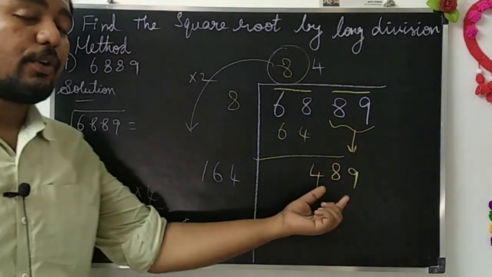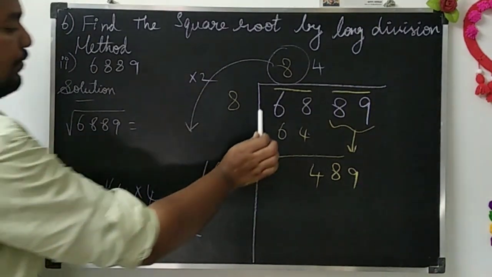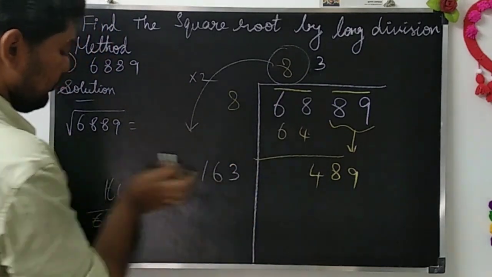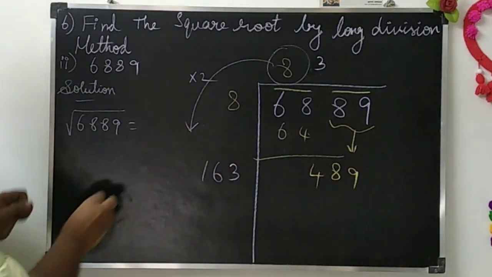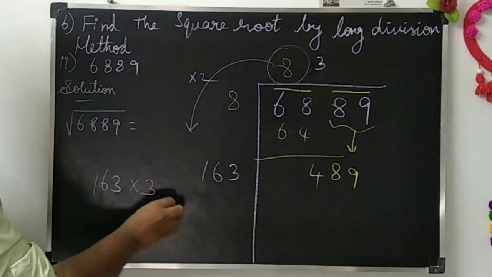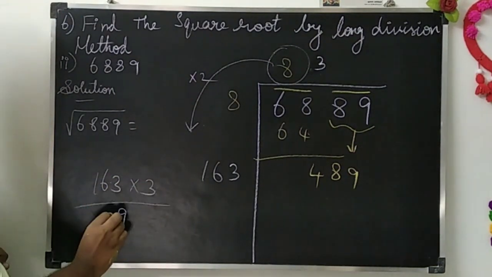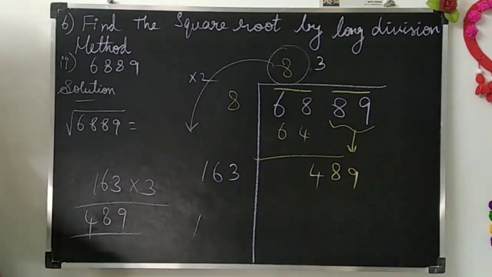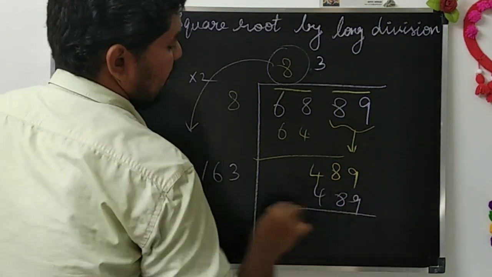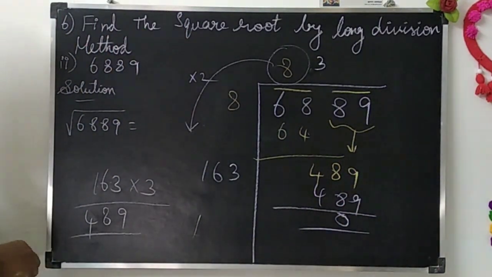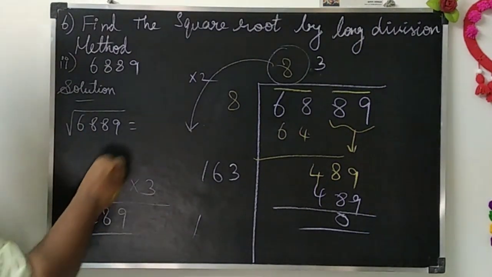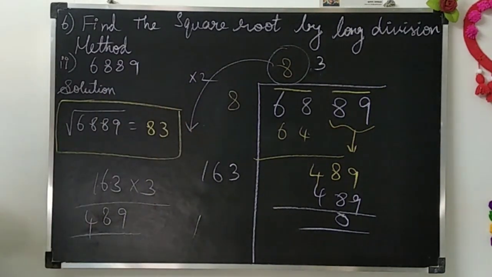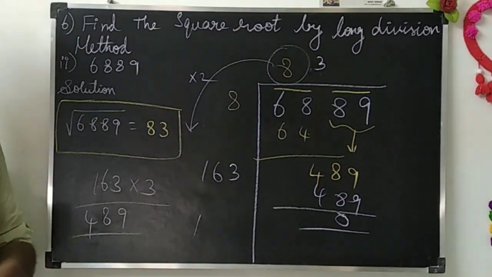But here we have only 489, so you can't write 4. So the next number, 3, write 3. So 163 into 3. 3 3s are 9, 6 3s are 18, write 8 and remainder 1. 1 3 is 3, 3 plus 1 is 4. 489. So 489, the remainder will be 0. So the value of square root of 6889 is 83. So a very easy long division method. Just understand the concept and try to do your homework.